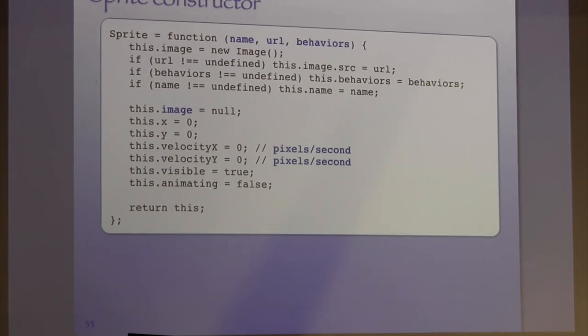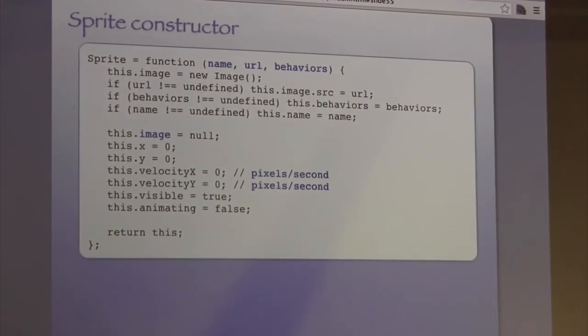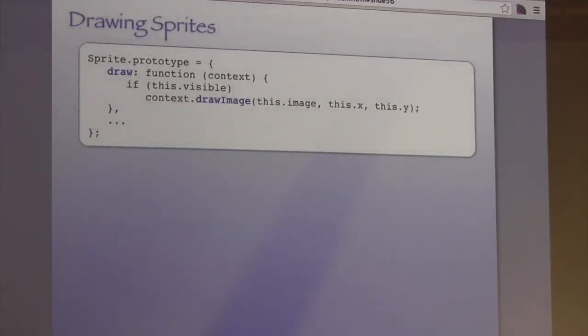Sprites are just graphical representations of characters in a game. And this is how I implemented sprites. Sprites have a name, a URL, and they have behaviors. And here's how I draw my sprites. If the sprite is visible, the sprite has an image, so I draw the image.